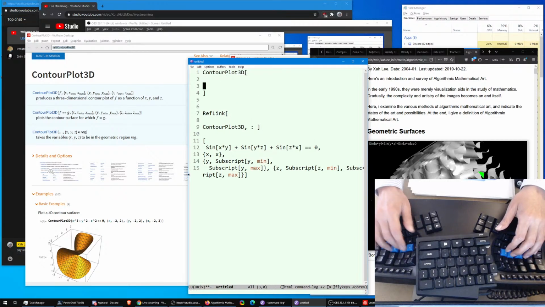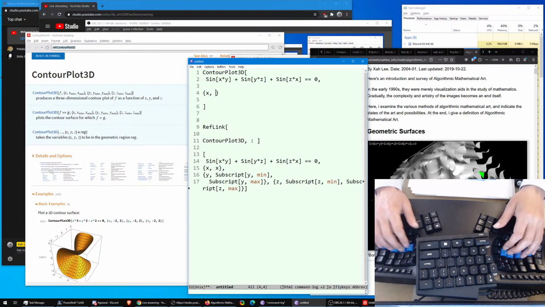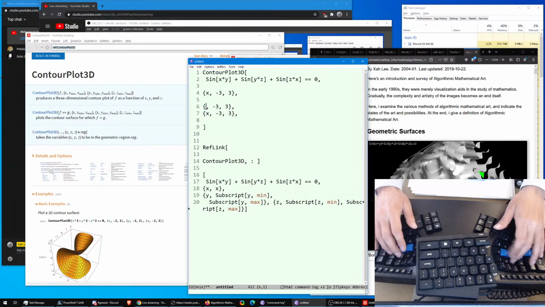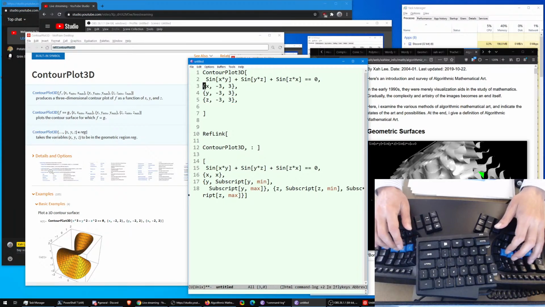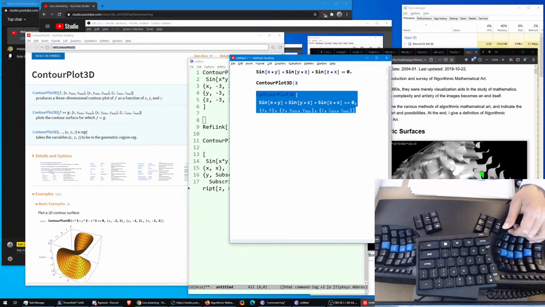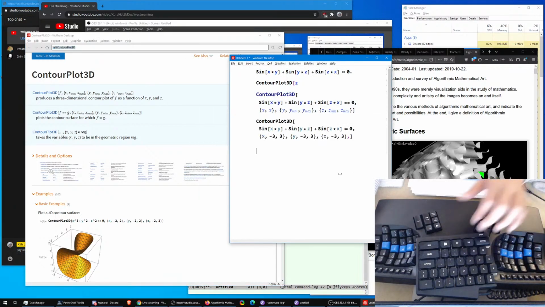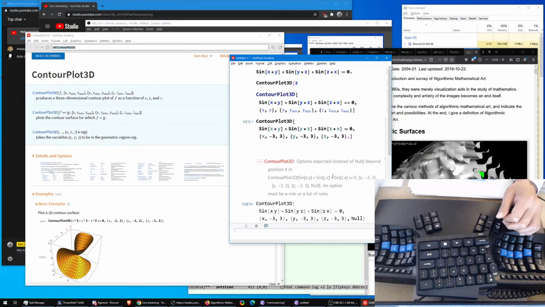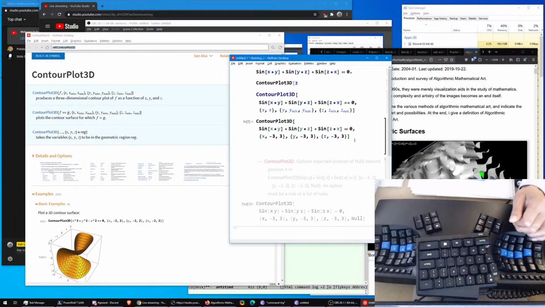ContourPlot. Let's just plot it myself. Okay, let's write it. So x from minus 3 to 3. Okay, and do the same for y and z. Okay, so that is our expression. Copy that and let's go to Mathematica. Let's see what it does. Try it. Options expected. Oh yeah, so we got an extra comma. That's not allowed in Mathematica.